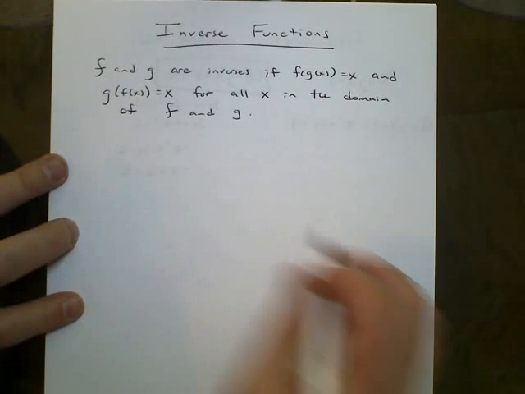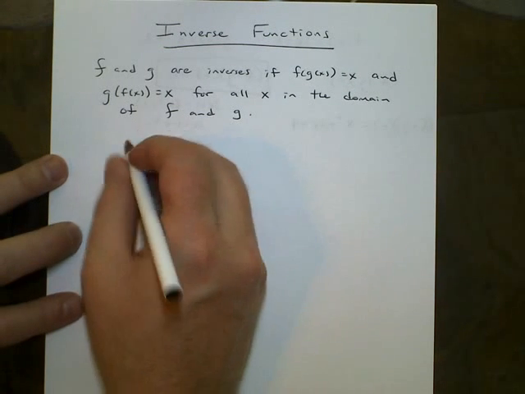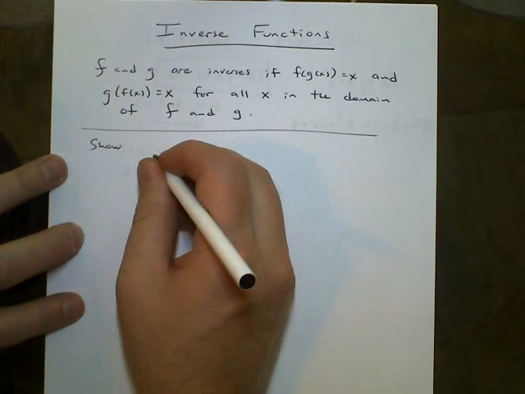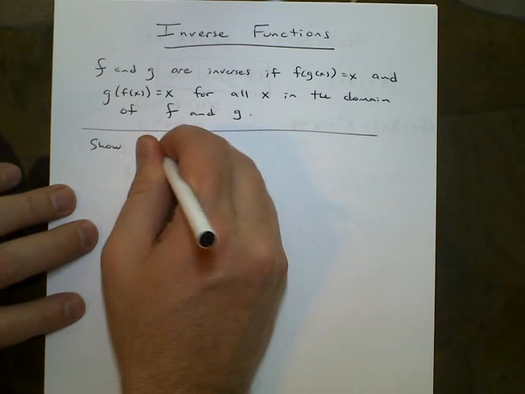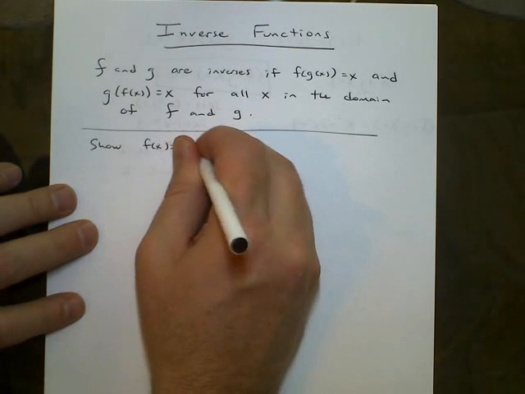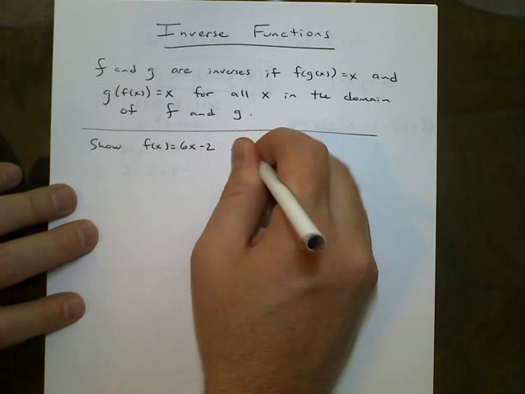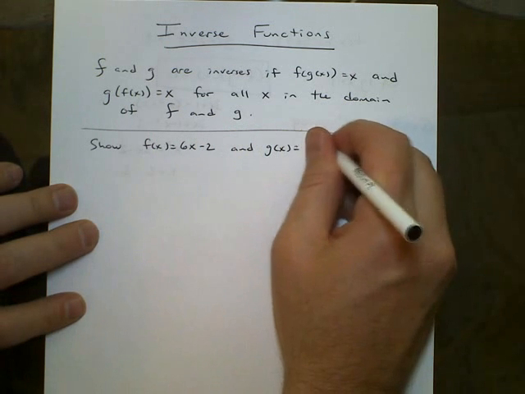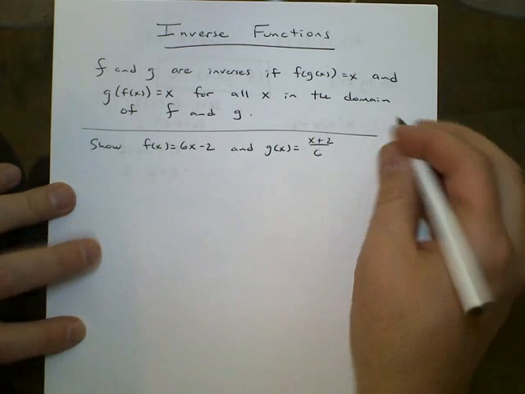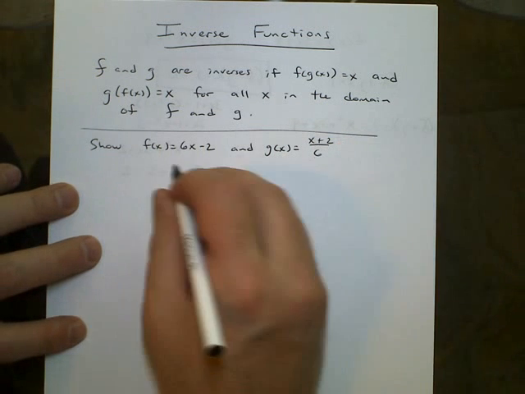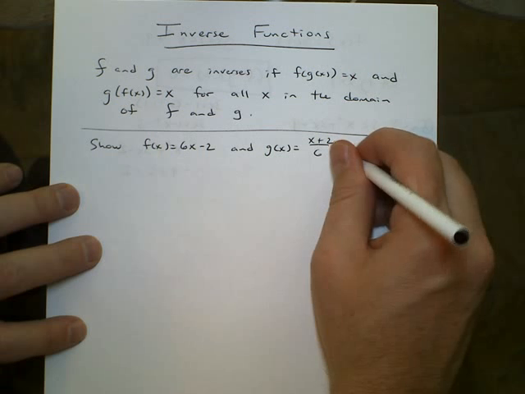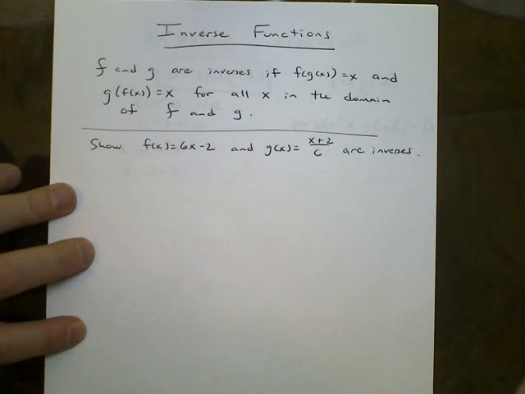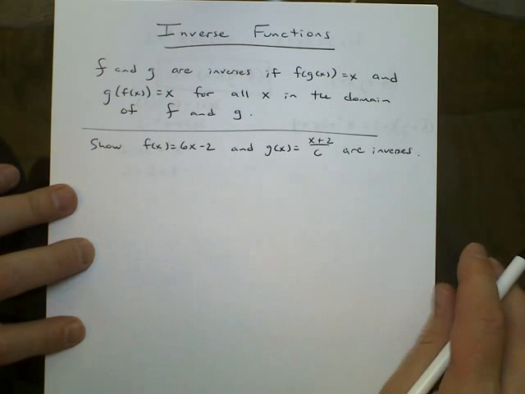Okay, maybe a concrete example will help. If we wanted to show that f of x is equal to 6x minus 2 and g of x, which is equal to (x plus 2) over 6, are inverses. To show they're inverses, you have to show two things.